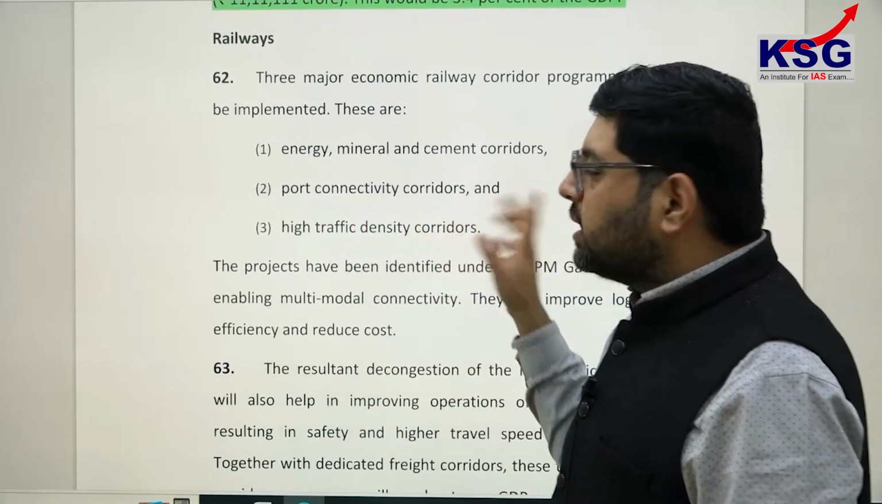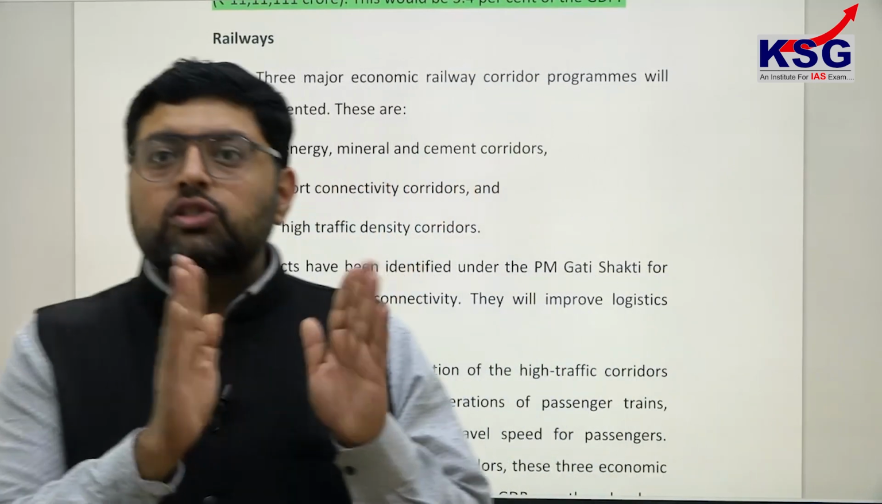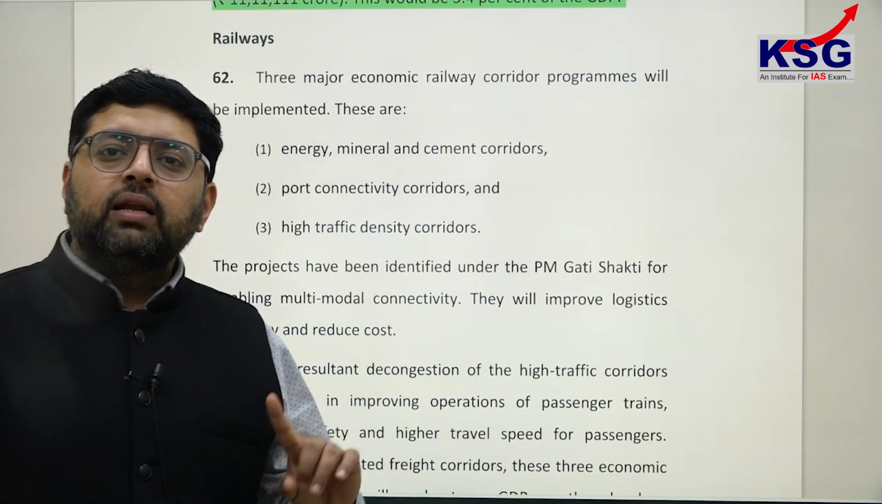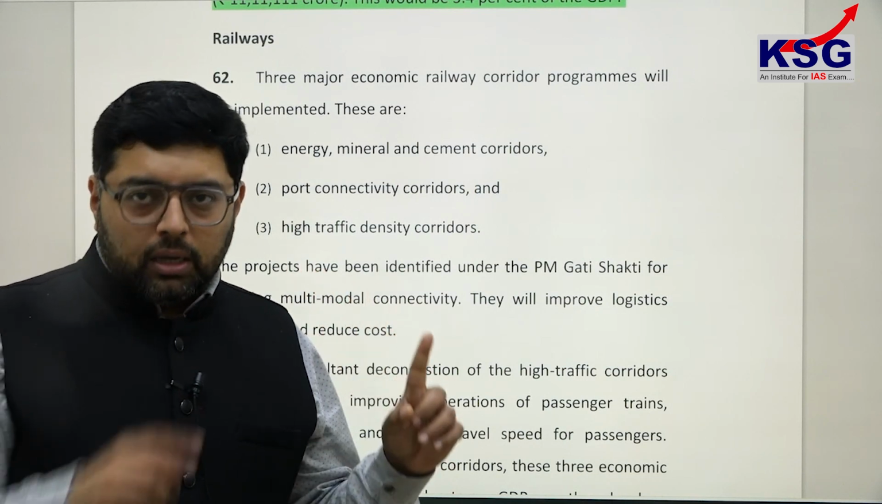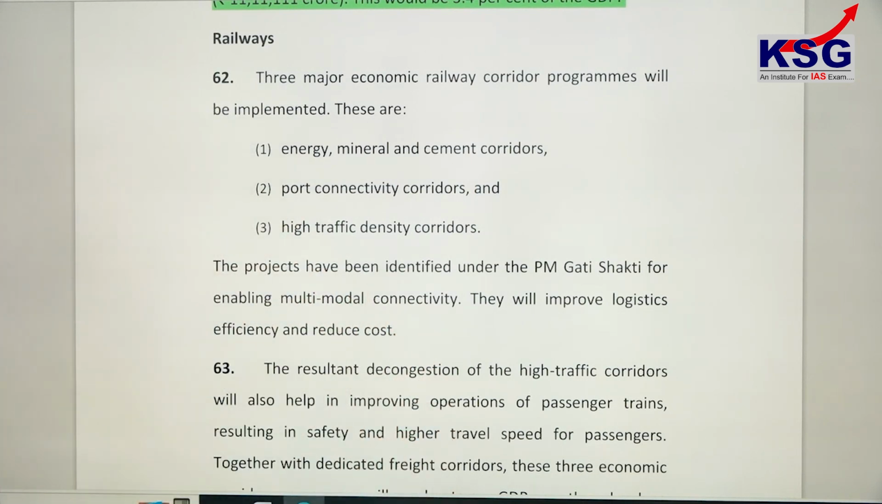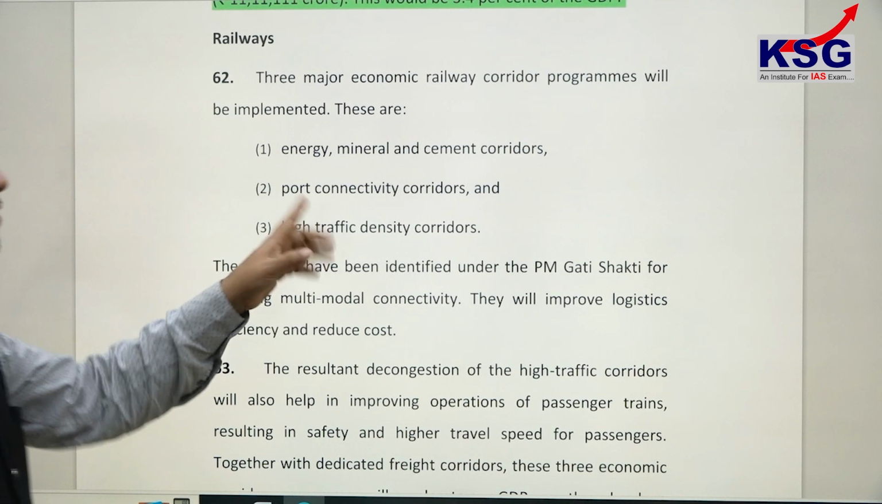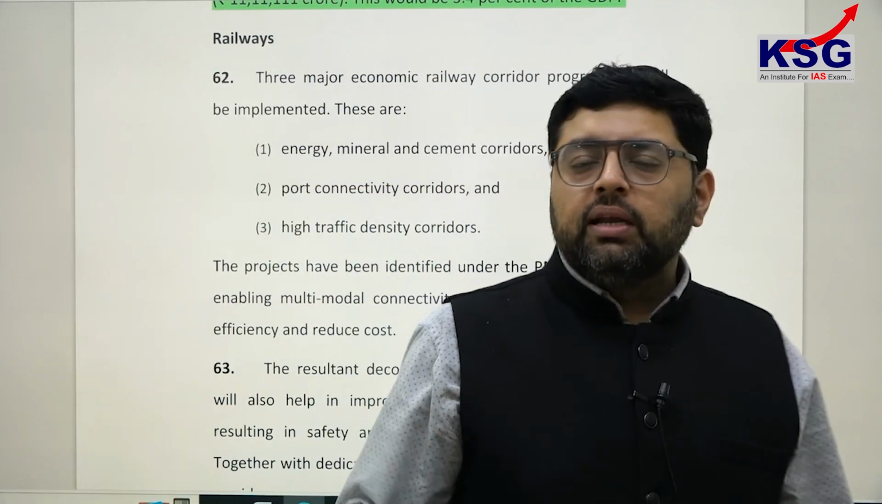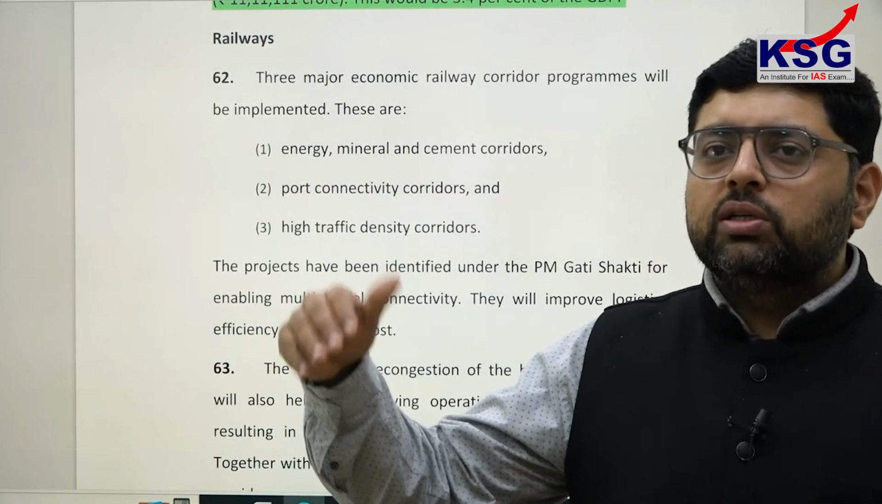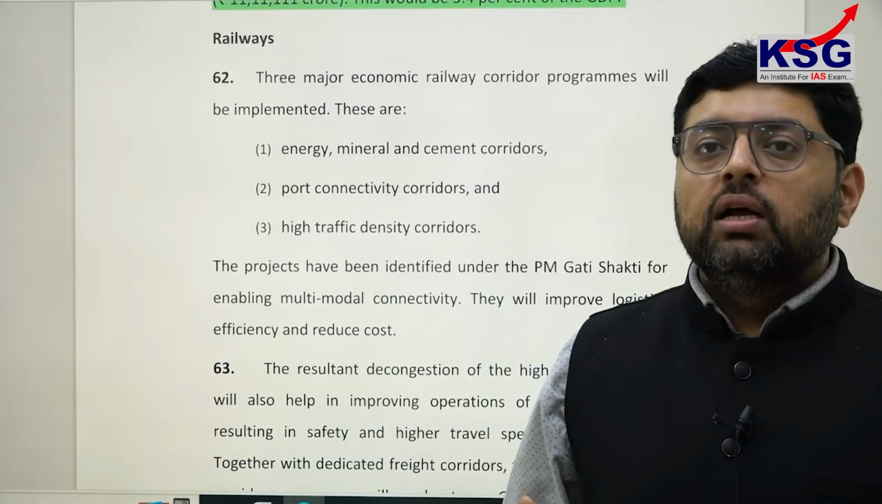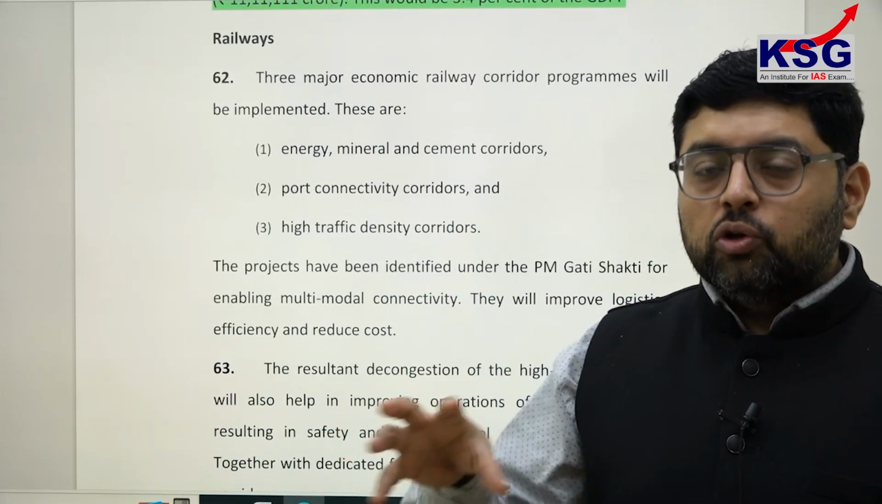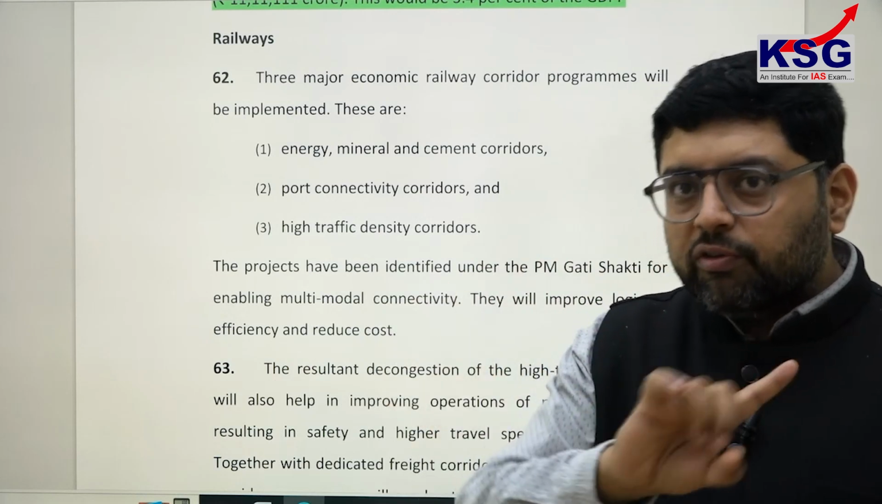Next, the port connectivity corridor. We focus on increasing our trade also, so we have to focus on port connectivity. Next is the high traffic density corridor. Wherever there is a high traffic density corridor, we have to reduce the traffic there. So you can say traffic congestion, that is what we are talking about.